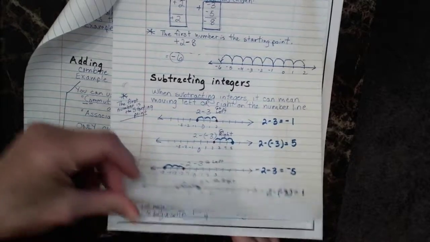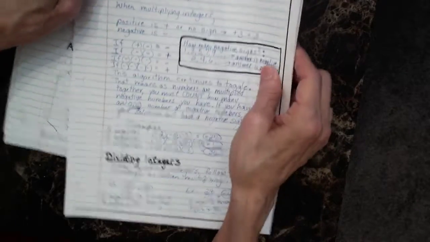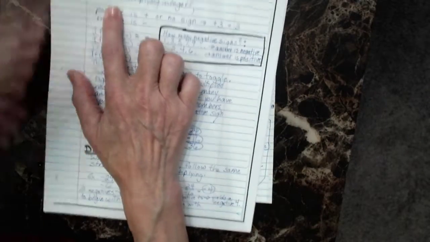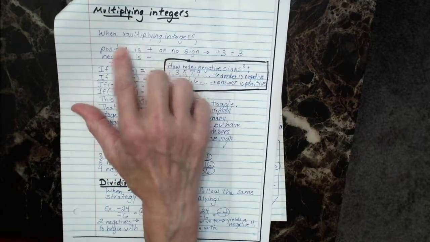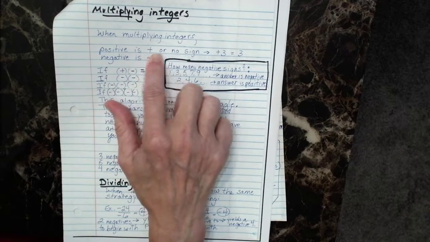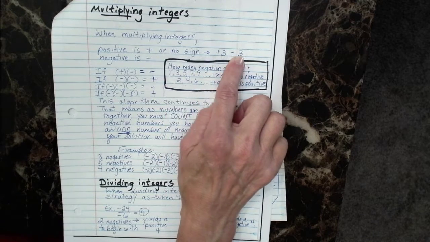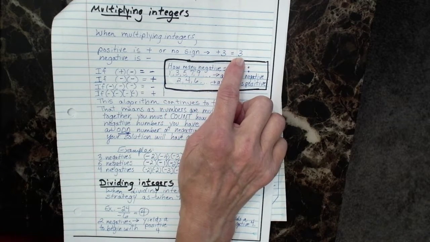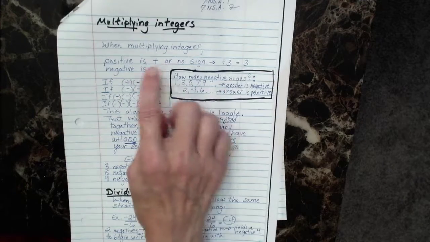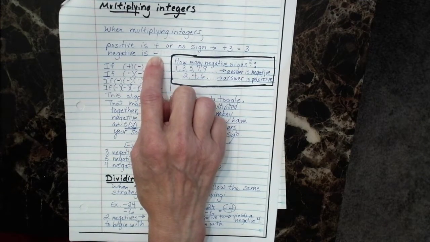Let us move on to multiplying integers. When multiplying integers, positive is a plus sign or no sign at all. Sometimes you will see just a 3, and that signifies a positive 3. A negative is always going to have a minus sign or a negative sign.